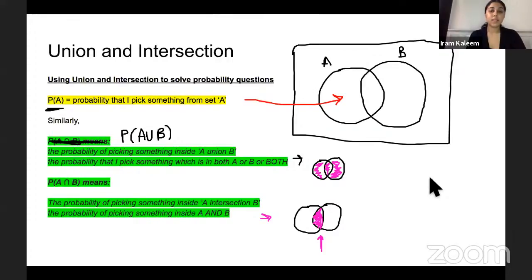Okay, I'm going to give you a couple more seconds to just make sure everything's written down, especially the stuff in green.